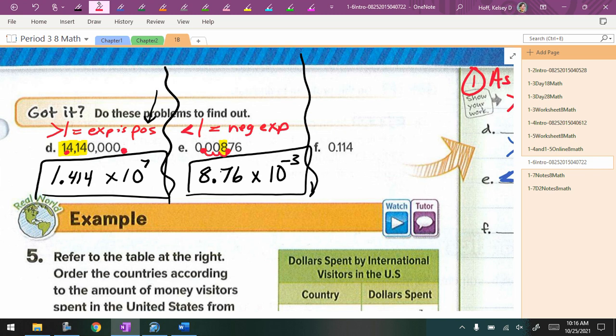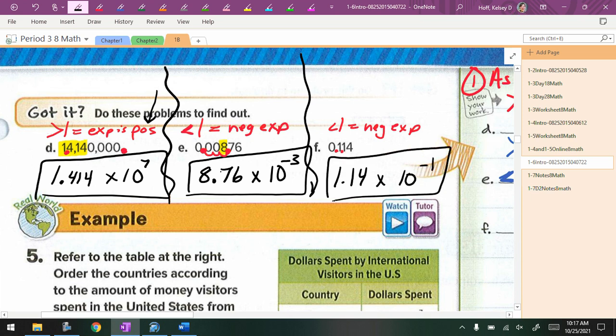Greater than 1 or less than 1? Less than 1, which means I have a negative exponent. Currently, my decimal is between the 0 and the 1. Where do I need to put it for proper scientific notation? Here? Between the ones, correct? Okay. If it will actually let me cancel. So my front number is 1.14 times 10 to the negative first. Negative first.